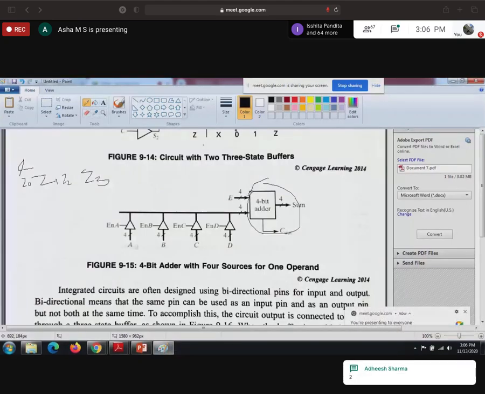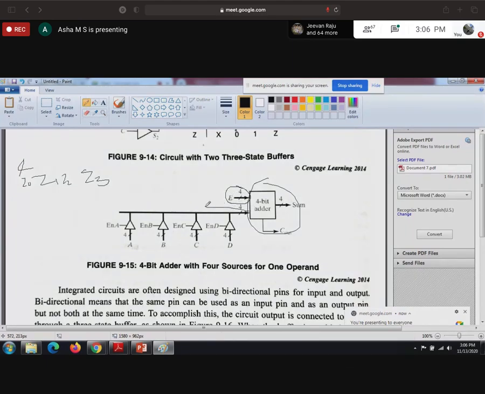So the first input is E. The second input is this. Means I have 4 inputs. I have A, I have B, I have C, I have D. So among these 4 inputs, at a time, depending on the enabled value, any one input will be selected and it will be taken as an input for the 4-bit adder.